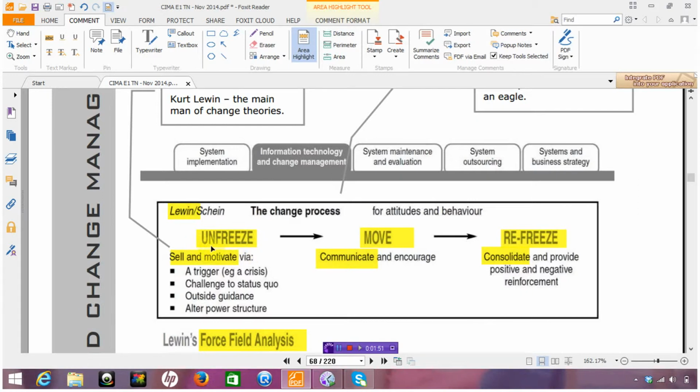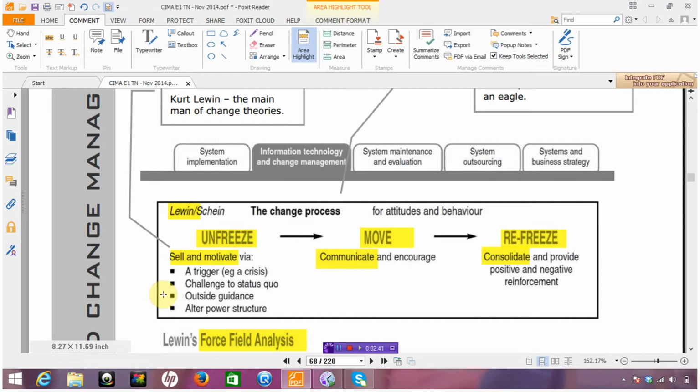The first one here is this idea of unfreeze, so really unfreezing behavior. And how do you do that with the employees or staff involved? According to Lewin, what you've got to do is sell and motivate the required change to the people involved. One aspect of change is that it's very, very difficult to implement any change, particularly considerable changes within an organization. Some theorists would argue that 70% of change fails. So the starting point for us, this unfreeze phase, is to sell the change to the stakeholders involved.